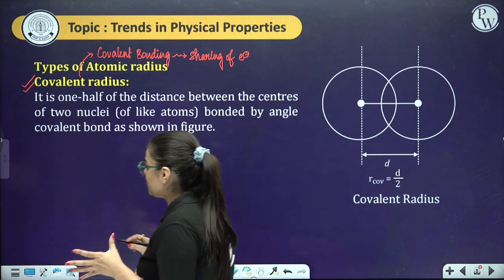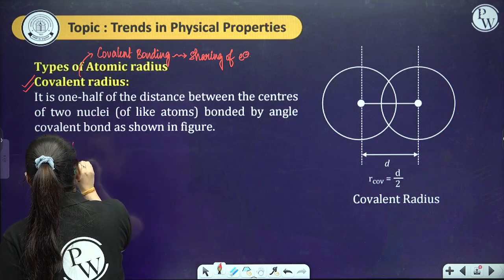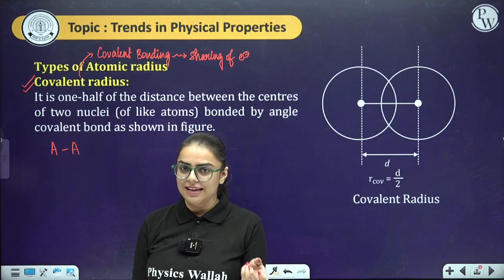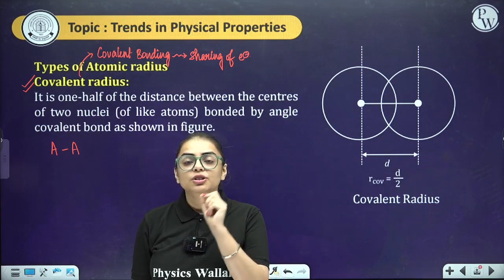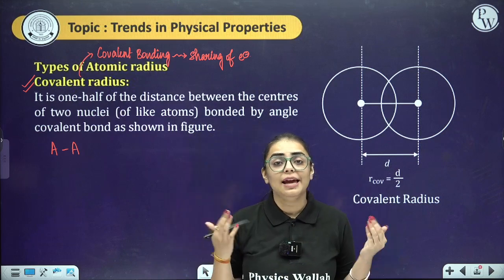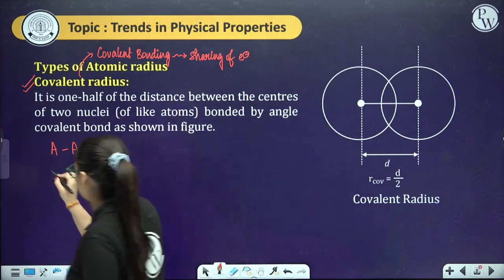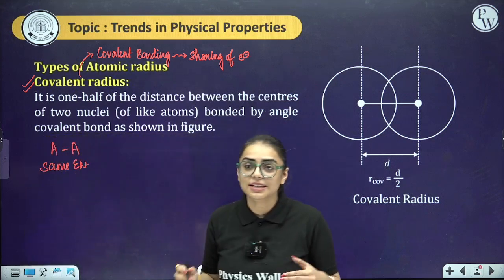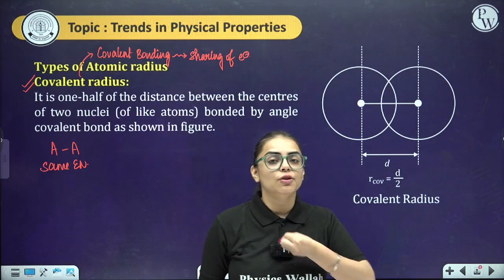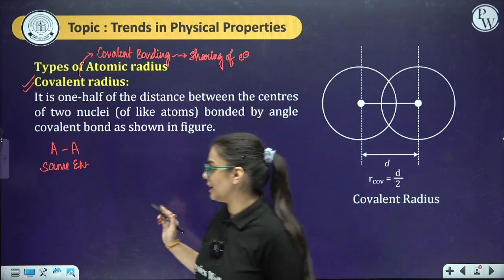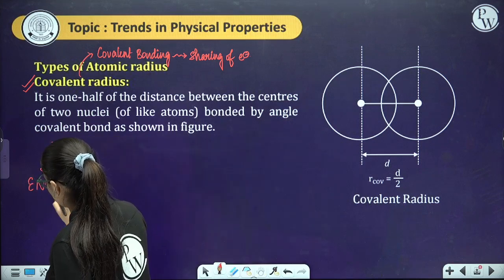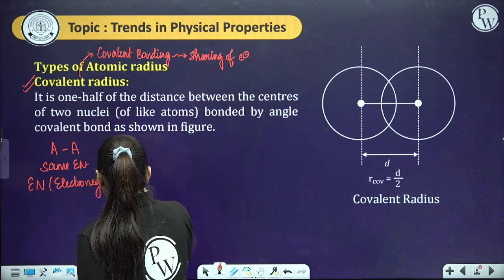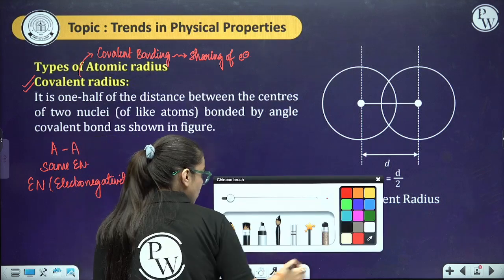Let us take an example. For example, students, if we have an AA compound, a molecule with A and A, there are two similar atoms in this particular molecule. That means they have the same electronegativity. Now, what is electronegativity? Electronegativity is the tendency to attract a shared pair of electrons towards itself. Writing it again because you are new to this term. Electronegativity is represented as EN.